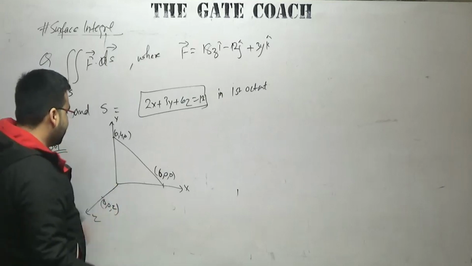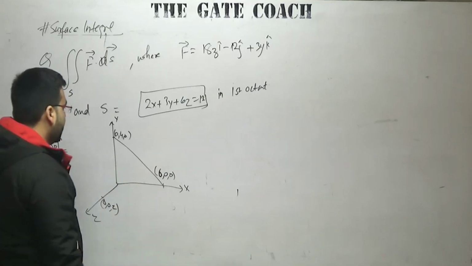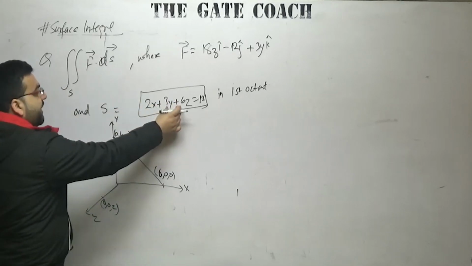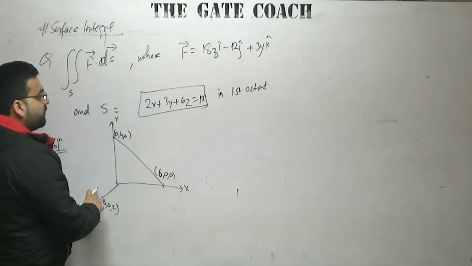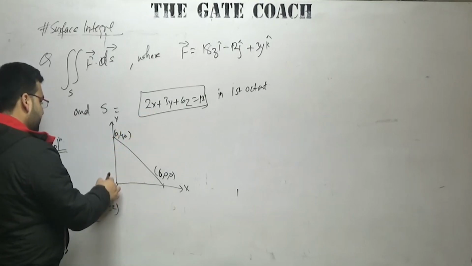Clear? Now for the XZ plane, you put z equal to 0, that we have already discussed. Now in the YZ plane, x will be equal to 0. It will be 3y plus 6z equal to 12. You put y equal to 0, it will be 2. That is correct. Now let me join it. It will be 4.